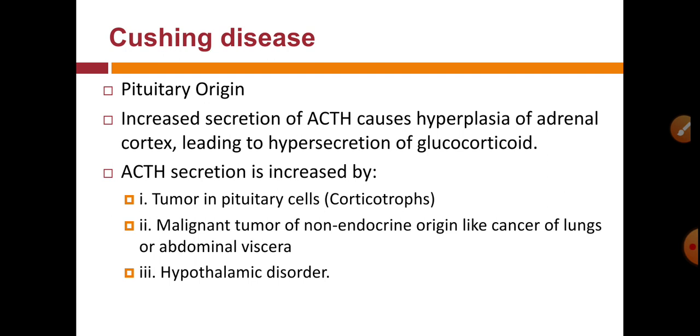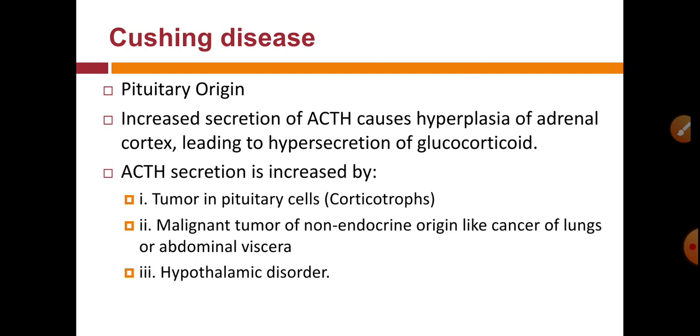So ACTH secretion is increased by the following causes. First one is a tumor in the pituitary cells, and particularly which cells? Corticotropic cells, because corticotropic cells are responsible for secretion of ACTH hormone. So when there is a tumor of corticotroph cells, there is an increased secretion of ACTH, and this leads to increased stimulation of the adrenal cortex, and there is an increased secretion of cortisol or glucocorticoids from the adrenal cortex.